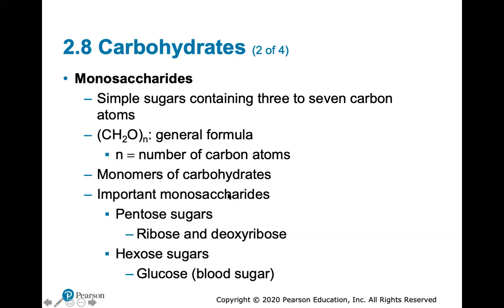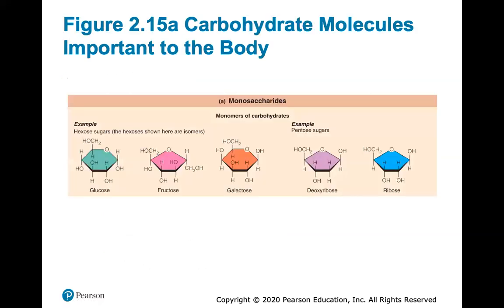Some important monosaccharides are pentose or hexose sugars. A pentose looks like a pentagon shape, and a hexose sugar has kind of a hexagon shape. The pentose sugars are ribose and deoxyribose, which make up your DNA and RNA. And a hexose sugar is glucose, which is the main important blood sugar in the body. So these are just examples of a monomer of a carbohydrate. And again, a monomer just means 1 single one.